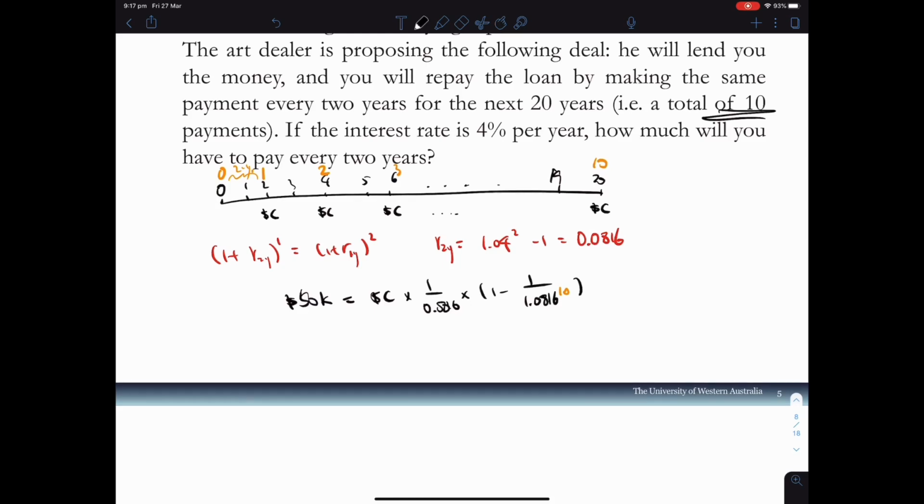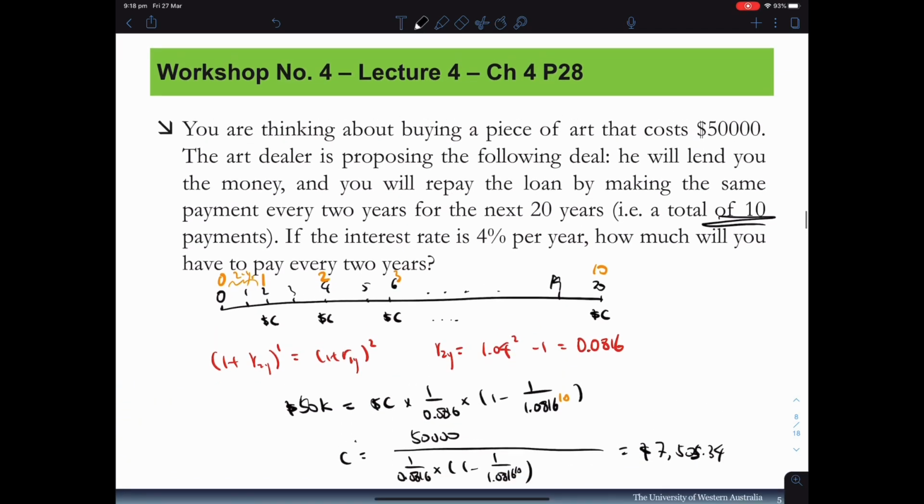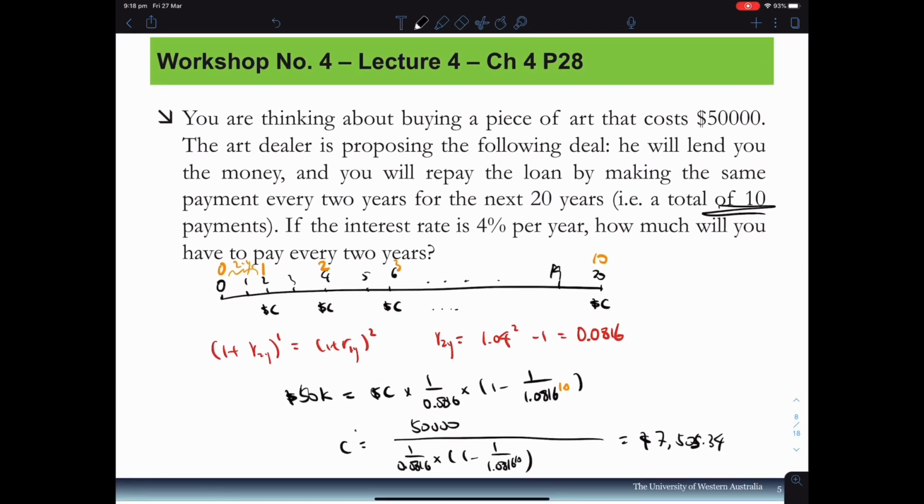And some people say, what do you mean solve for C? Well, just rearrange it, right? Rearrange it, you get 50,000 divided by 1 over 0.0816 times 1 minus 1 over 1.0816 to the power of 10. Just put that in your calculator to calculate each individual part. And you will get the answer as $7,505.34. And the payment is every 2 years, right? So that is workshop question number 4.